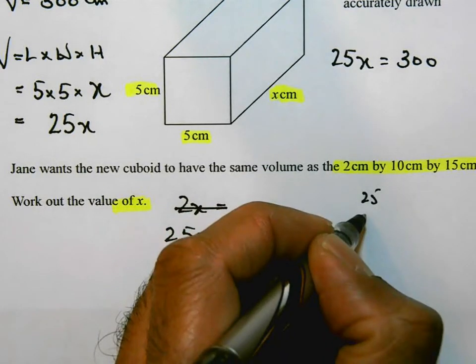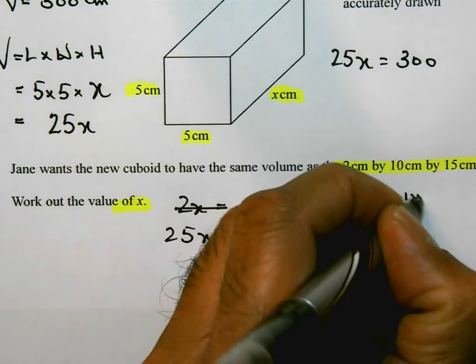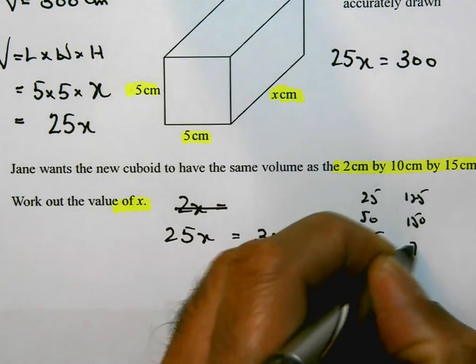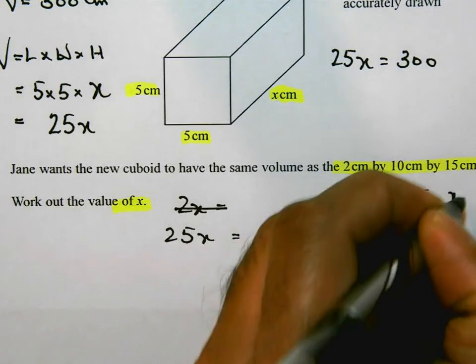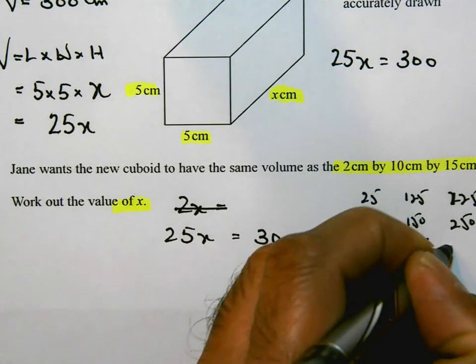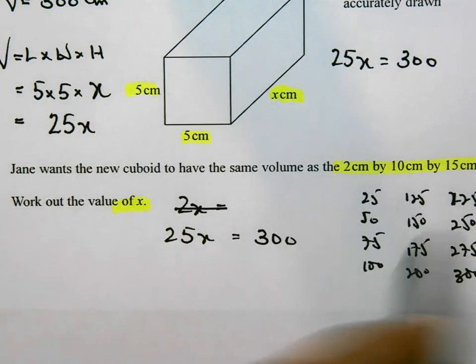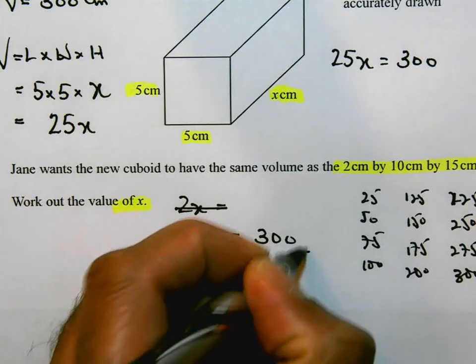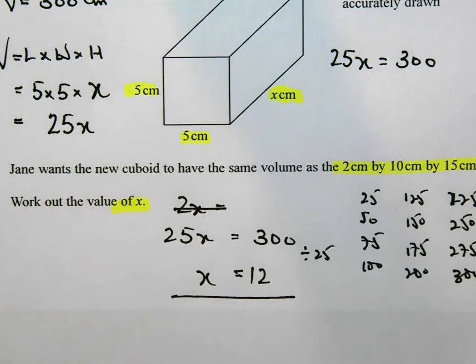25, 50, 75, 100, 125, 150, 175, 200, 225, 250, 275, 300. So that means 12 lots of 25 are going to make 300. So 300 divided by 25 is going to give me 12. So in other words, x is going to be 12. Remember, its units are centimeters, and in the answer space, I'm going to write x equals 12 centimeters.